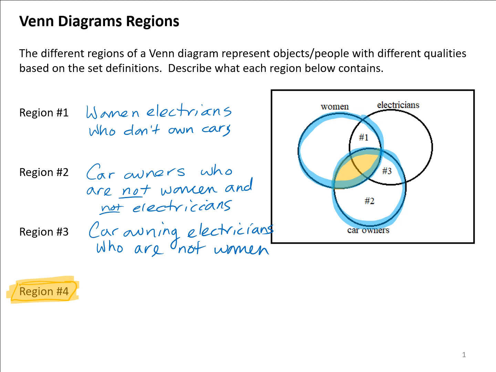So the people in that overlap are definitely women. They're definitely car owners. And whether they're electricians or not, they may be, they may not be. And since we don't know for sure, we don't even have to refer to the electricians. We can just say these are women car owners. No need to say anything else. Since we don't say anything else about electricians, it's assumed that they may or may not be.